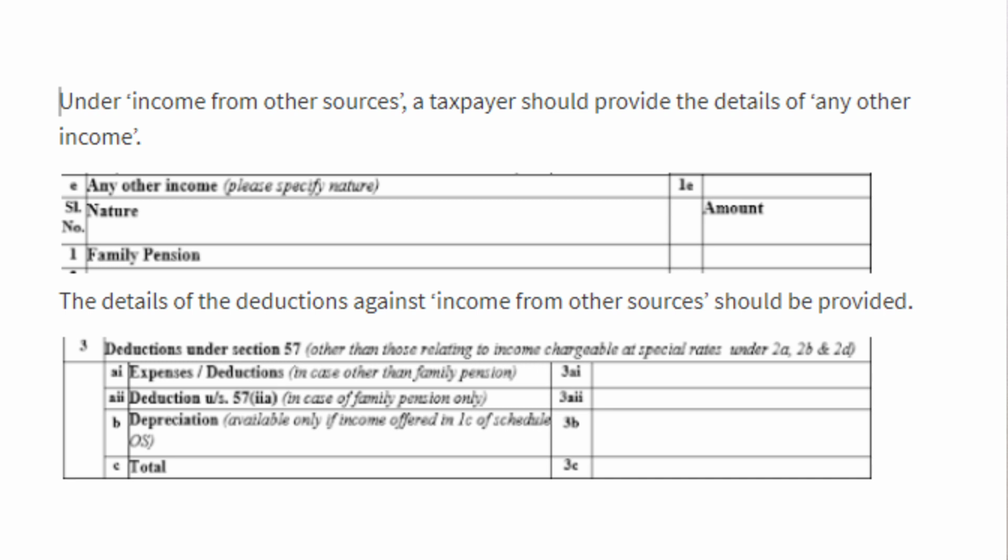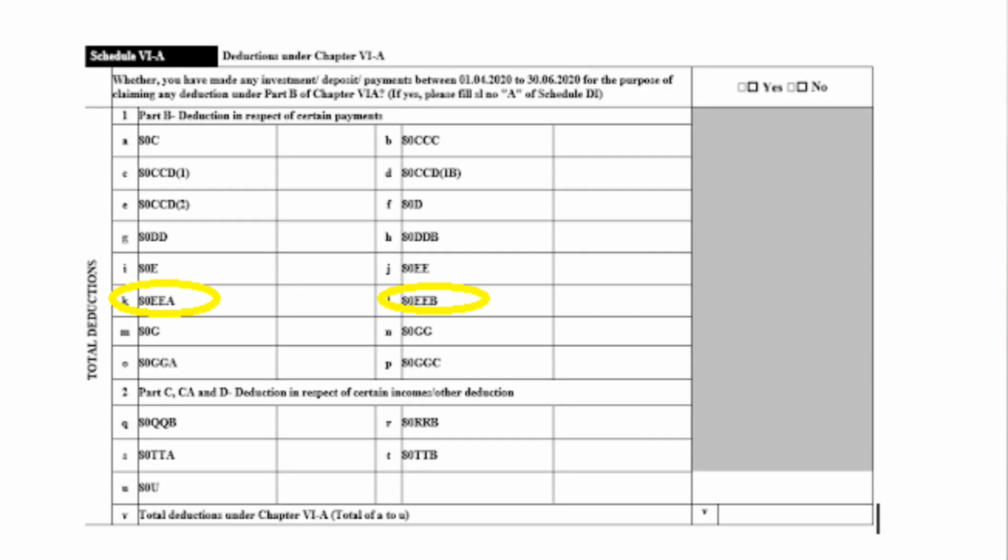The next change is with respect to income from other sources. In case you have income from any other source, you have to disclose the nature of the source of the income. Similarly, you have to provide the details of the deductions that you claim against income from other sources. The deductions you claim under Schedule 6A is amended to include a deduction under Section 80EEA, that is interest on housing loan for affordable housing, and deduction under 80EEB, which is a deduction for interest taken on loan for an electric vehicle. These amendments were brought in Finance Act 2019 and applicable for the assessment year 2021, hence the same are also included.